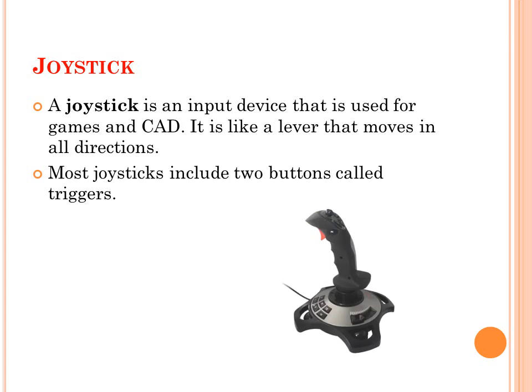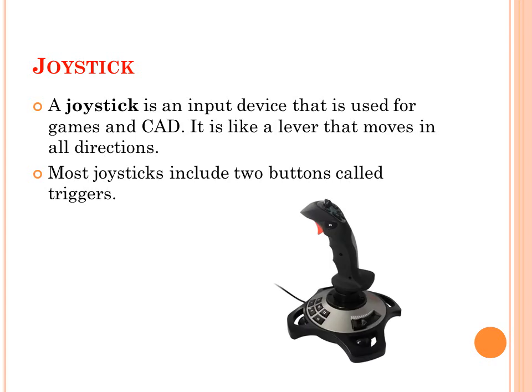Most joysticks include two buttons called triggers. With the joystick, the pointer continues moving in the direction the joystick is pointing. For example, if we move the joystick in the forward direction, the pointer will move in the forward direction. In left and right, it is the same.